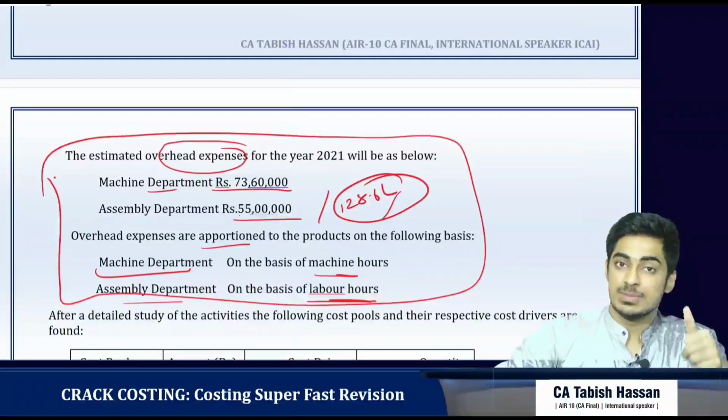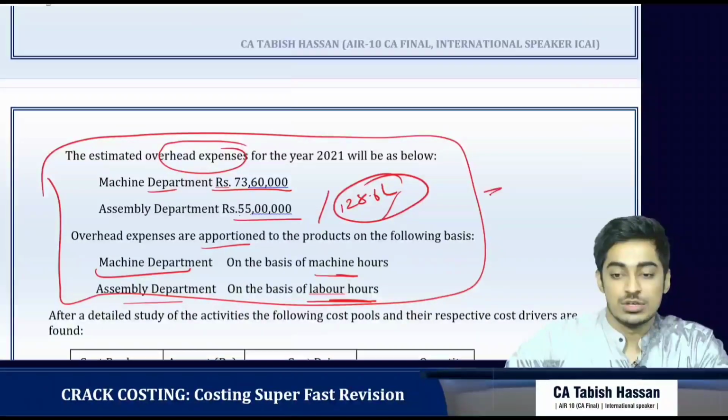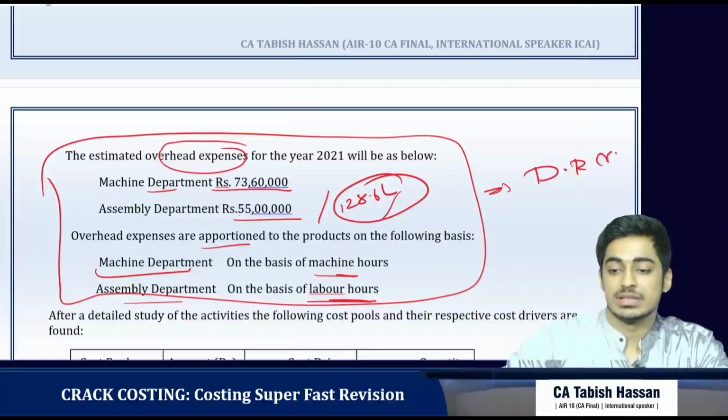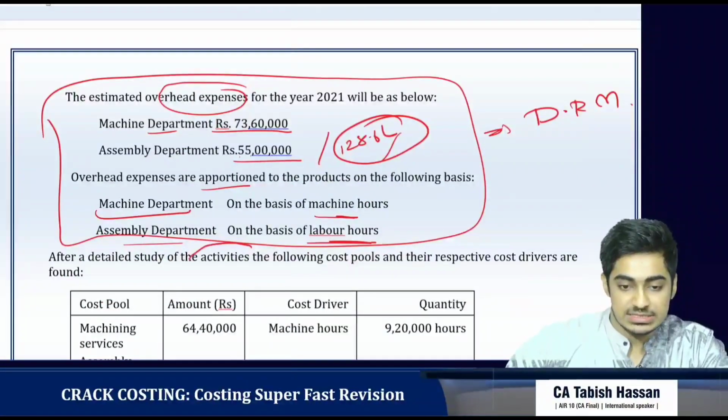Is it a single basis? No, it is more than one basis. And they've given department wise. So here they are following the departmental rate method. Okay. Then they've given a detailed study of activities.